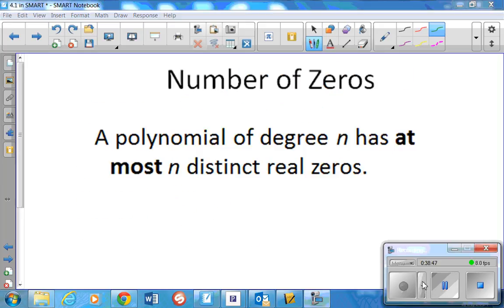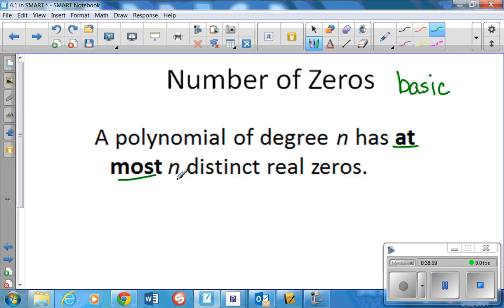Here is the most basic of all definitions that I guarantee you some of you will miss on your tests. A polynomial of degree n has at most n zeros. A polynomial of degree n has at most n distinct zeros.